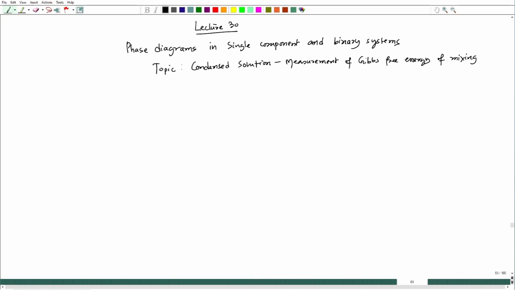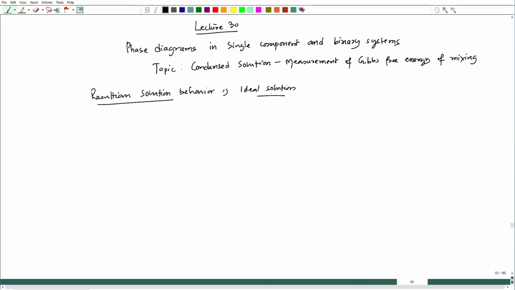So, our interest would be that only, and we have seen two laws, Raoult's law and as well as Henry's law. Our treatment on the solution in the beginning would be based on Raoult's law. That means we will talk about ideal solution. So, today's topic would be again the condensed solution, measurement of Gibbs free energy of mixing, and we will take Raoultian solution behavior, or we will take ideal solution.